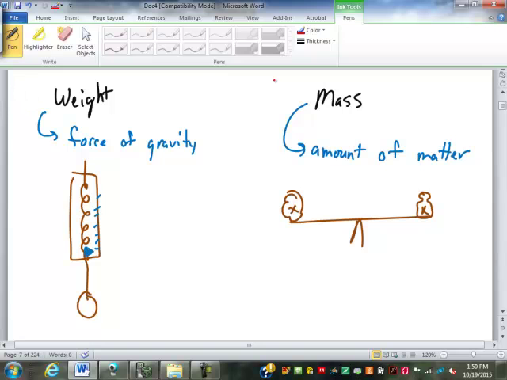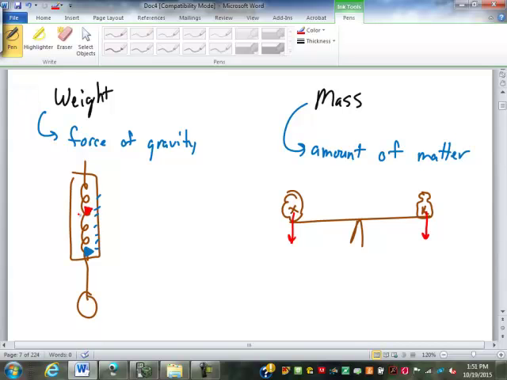You'll notice mass is not dependent on gravity. If we go to the moon, where gravity is approximately 1/6 of that on Earth, sure, the pull of gravity on our object changes, but the pull on our known mass changes too, and it will still balance. It has the same mass. But if we take our spring scale to the moon, the spring is going to stretch less, and it'll have much less weight because there's less gravity.